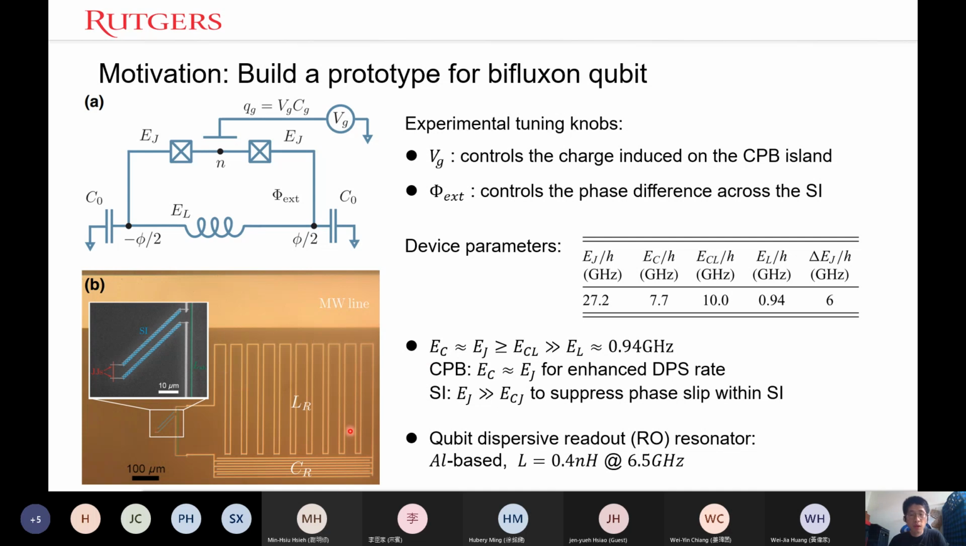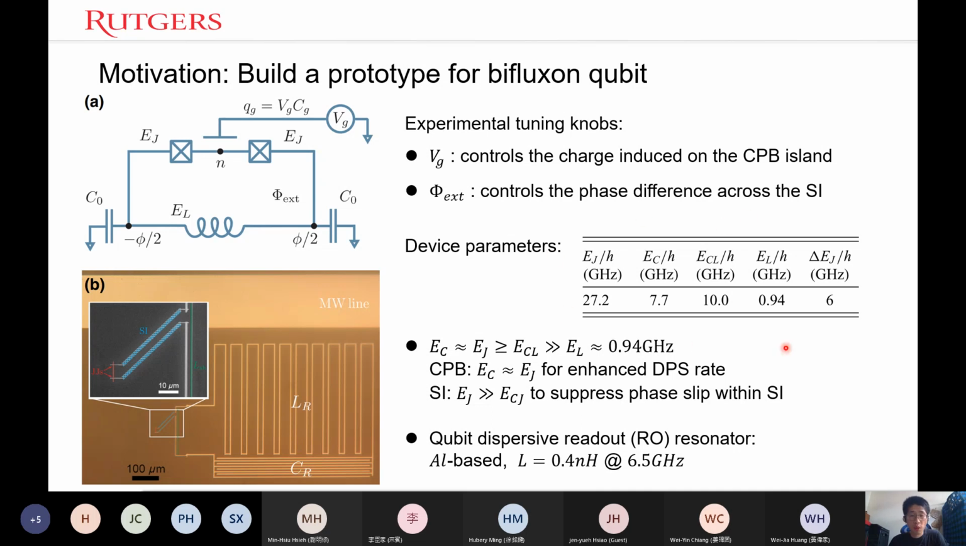readout resonator. And in this circuit, we use two experimental tuning knobs. The first one is, as I mentioned earlier, VG, which controls the charge induced on the Cooper pair box island, which is the key of the protection, to turn on and turn off the protection. And the other tuning knob is phi external to control the sweet spot of the phase, which comes from the phase difference across the superinductor.